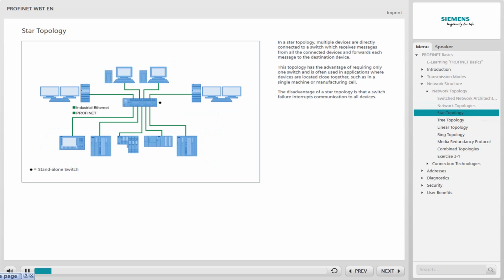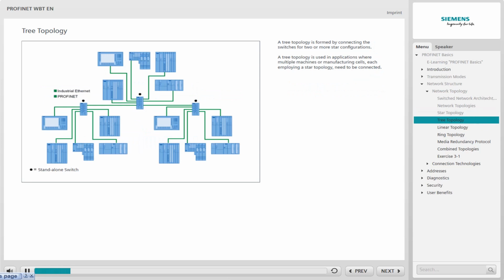In a star topology, multiple devices are directly connected to a switch which receives messages from all the connected devices and forwards each message to the destination device. This topology has the advantage of requiring only one switch and is often used in applications where devices are located close together, such as in a single machine or manufacturing cell. The disadvantage of a star topology is that a switch failure interrupts communication to all devices.